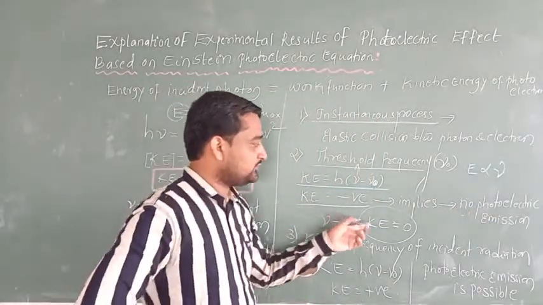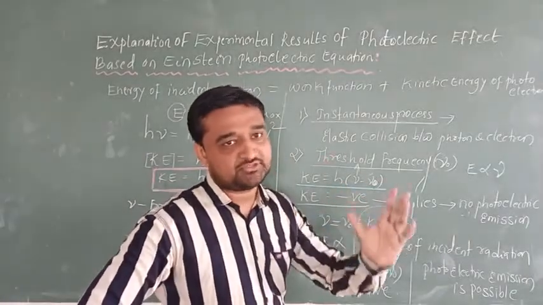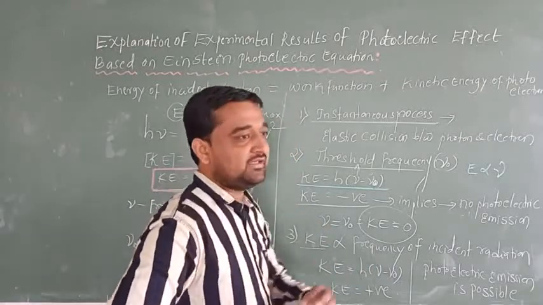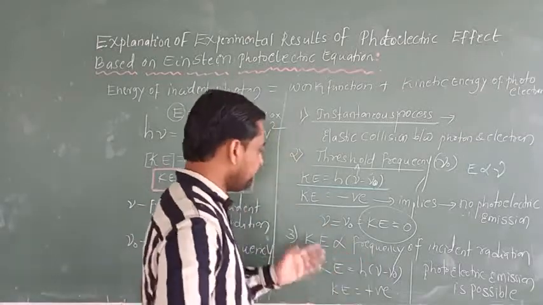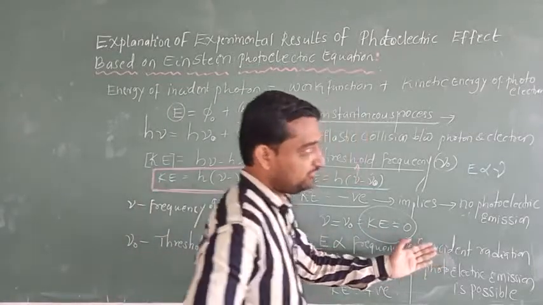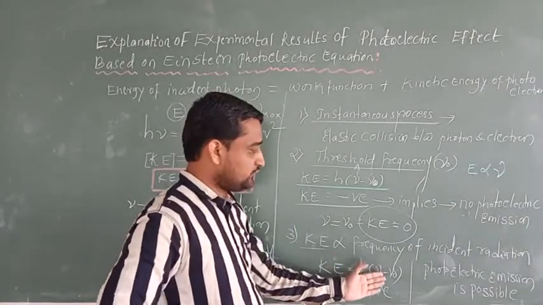If nu is equal to nu naught, then kinetic energy is also equal to 0, so therefore there is no photoelectric current. So we don't have the electrons with velocity v. Then the kinetic energy is directly proportional to frequency of incident radiation. Because of what? Kinetic energy is equal to h into nu minus h nu naught.